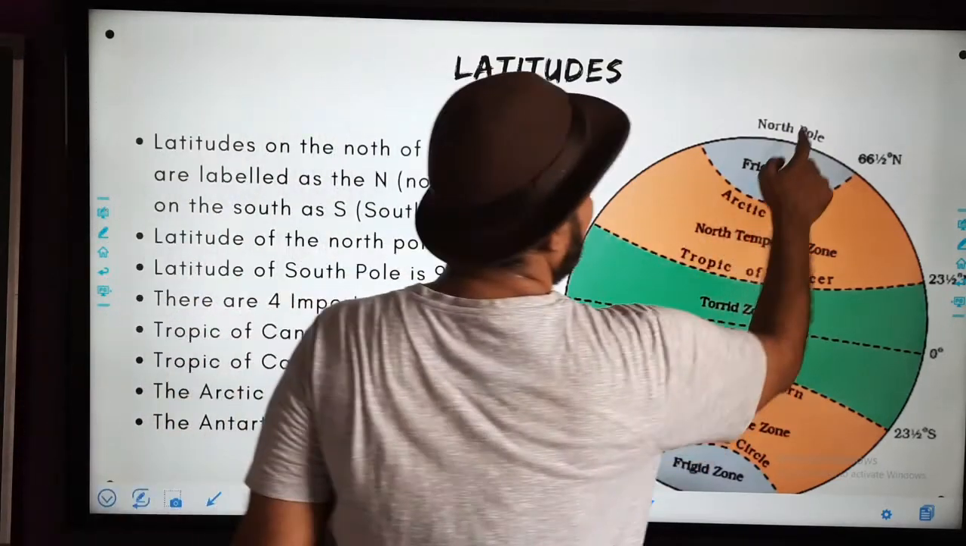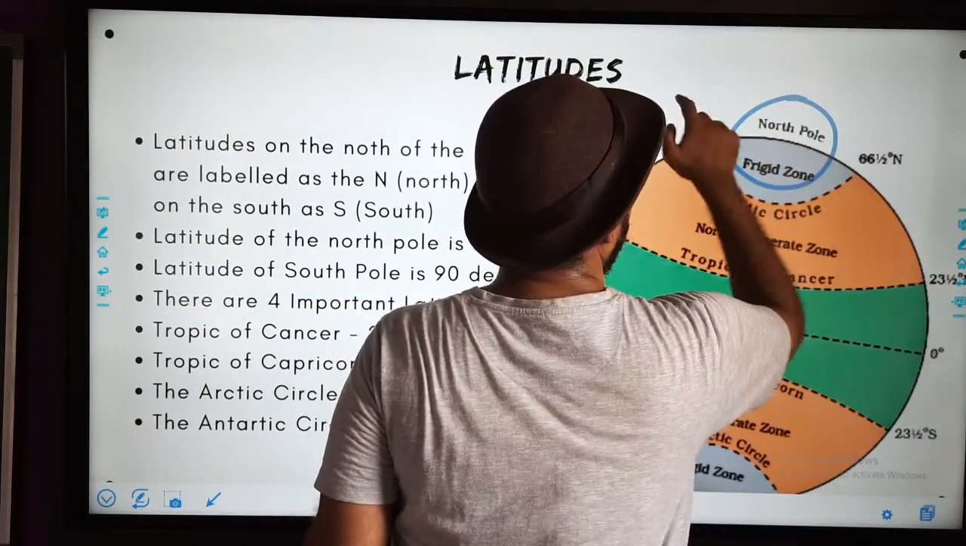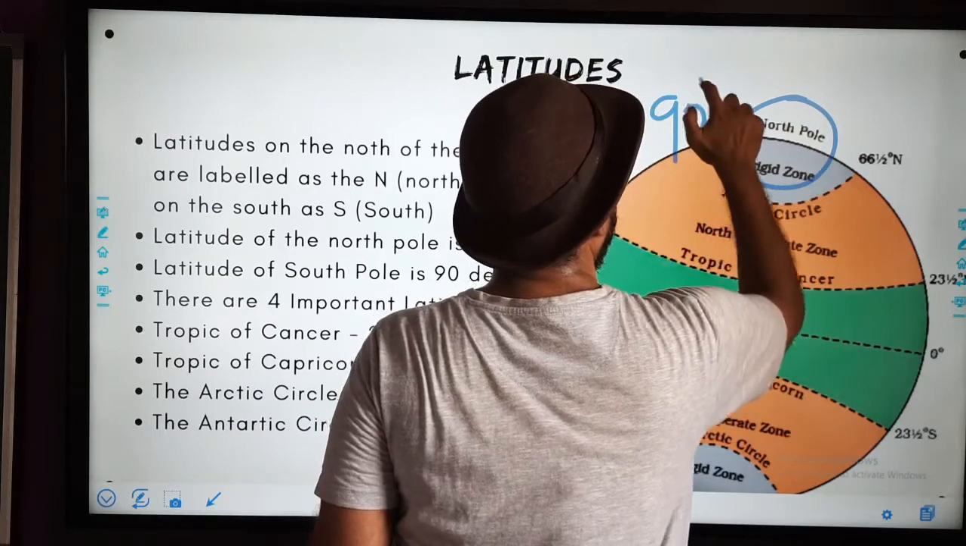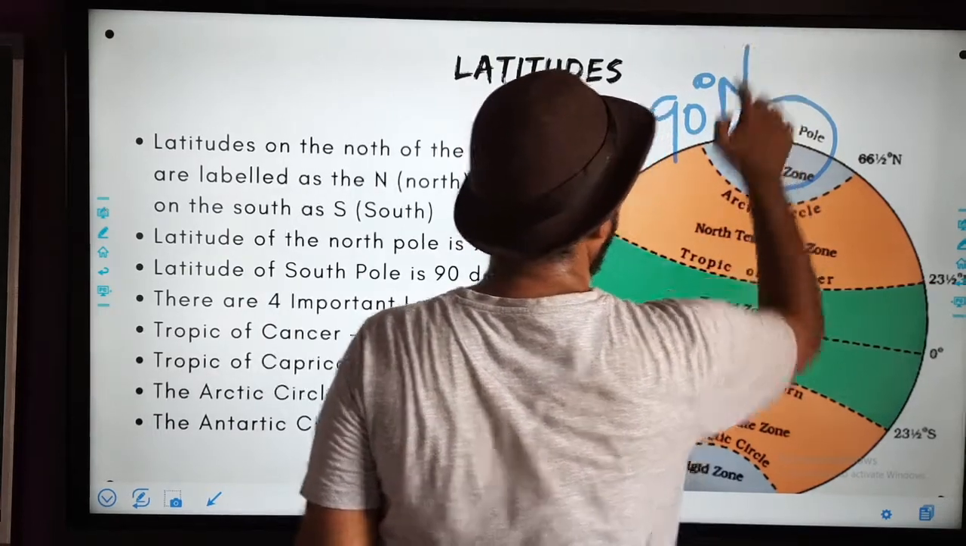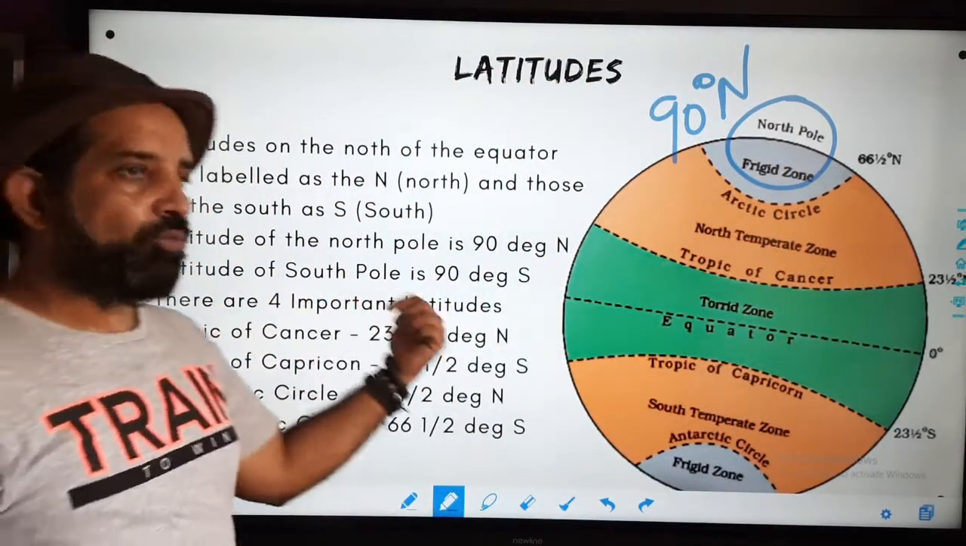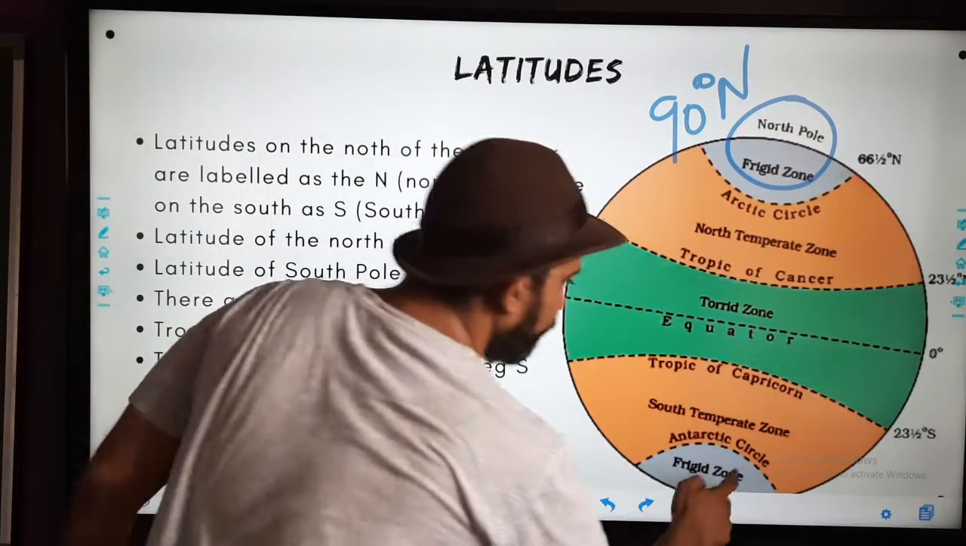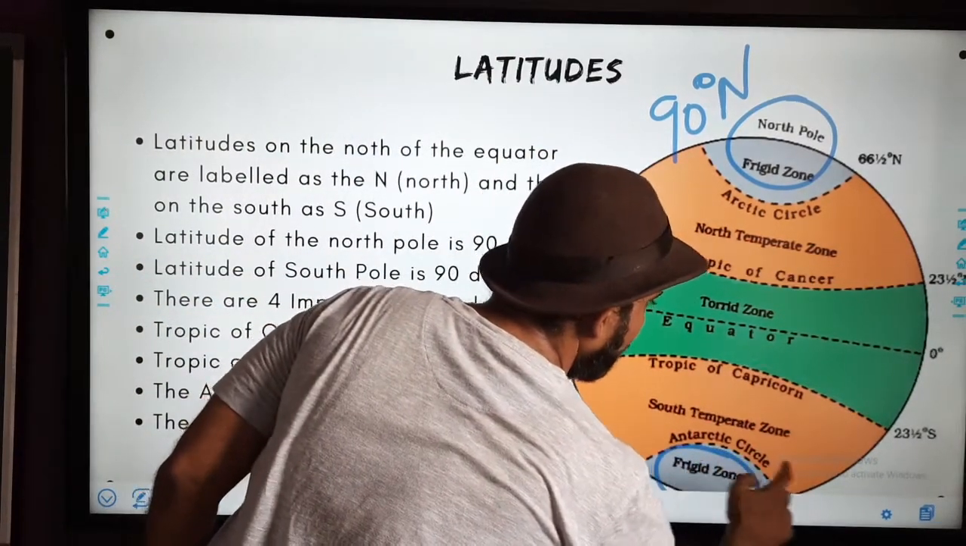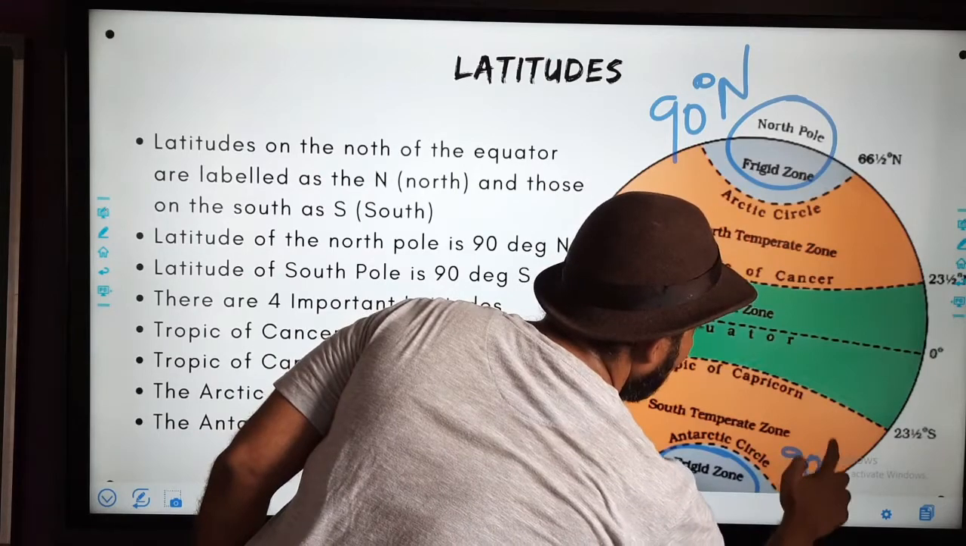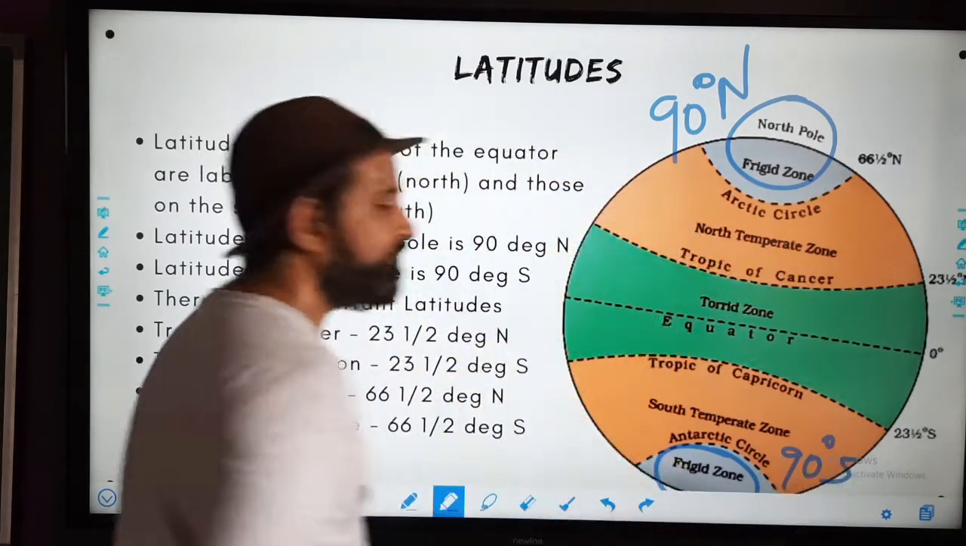Latitude of the North Pole is 90 degree north. This is how you write. And latitude of the South Pole is 90 degree south. So this is south. So here it is 90 degree south.